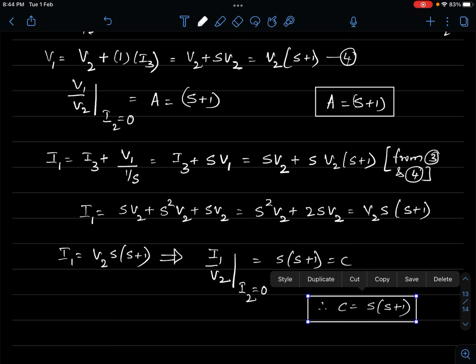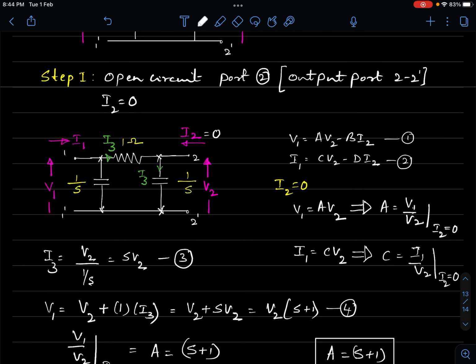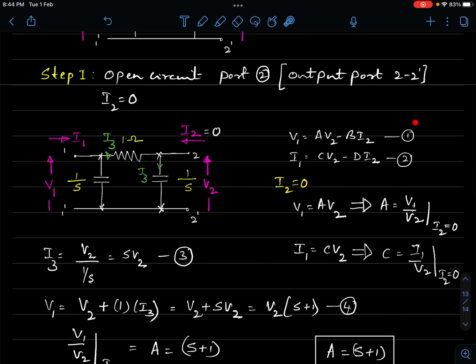Okay. So, by open circuiting the output port, we are able to determine two quantities, A and C. Now, we are left with two more. What are they? B and D. So, what do we have to do? To determine B and D, we will look at equation 1 and 2. It is very simple. Okay. You have to find out B and D. So, obviously, you have to make V2 0. This has to be removed. What would V2 0 mean? V2 0 would mean short circuiting the secondary port or output port or port 2.